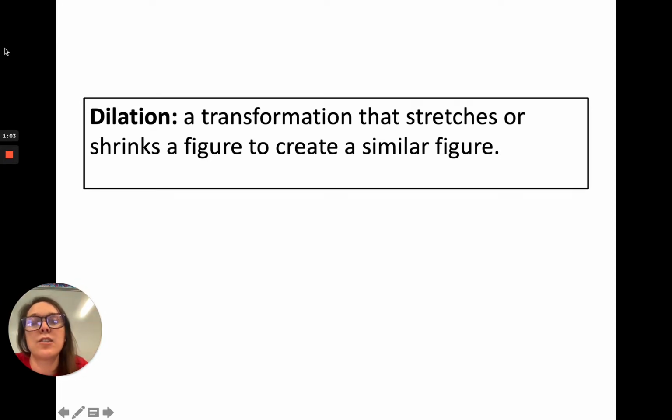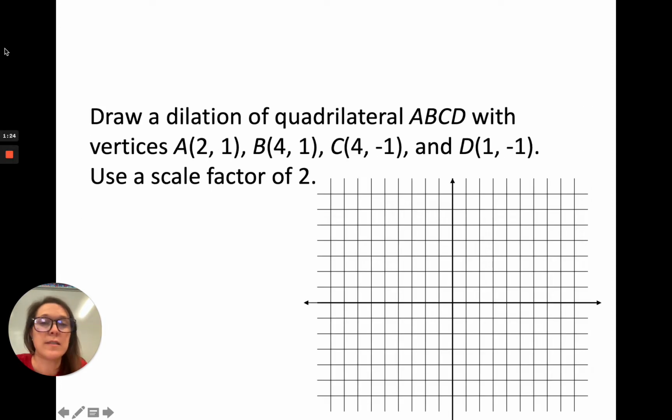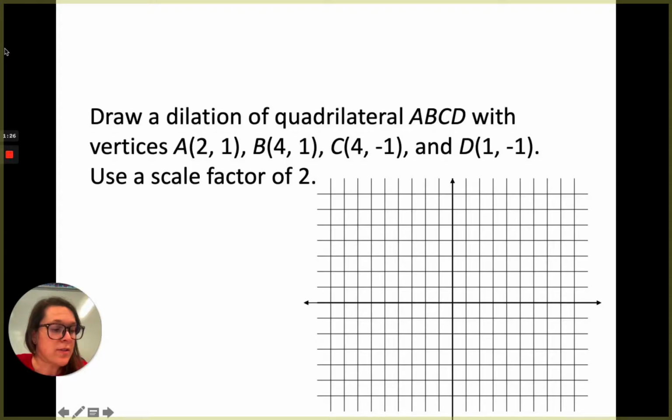So a dilation is a transformation that stretches or shrinks a figure to create a similar figure. Your scale factor of a dilation is the ratio of a side length of the image to the corresponding side length of the original figure. So we've already talked about scale factors, so this should really just be a review of what a scale factor is. So let's go ahead and complete a dilation.